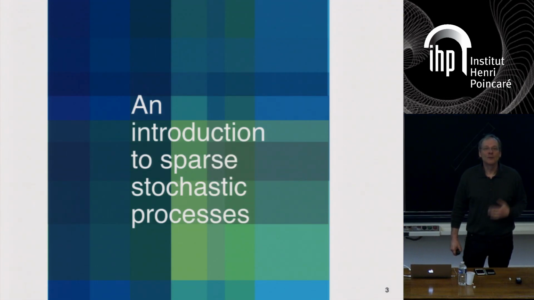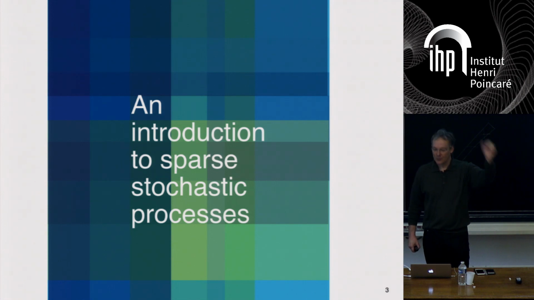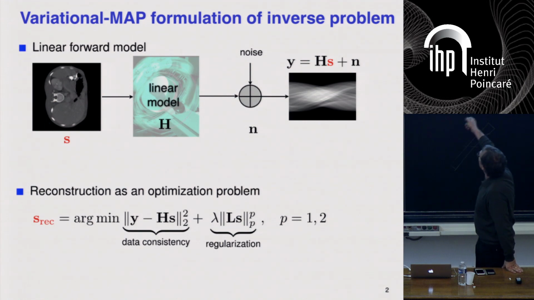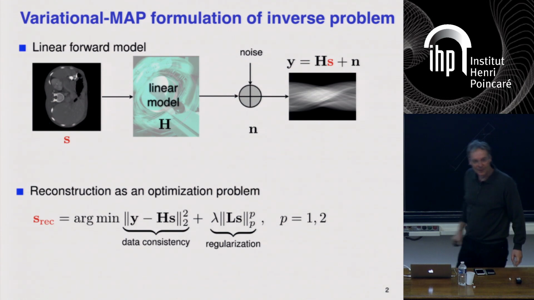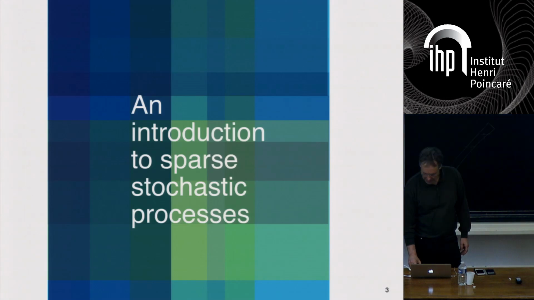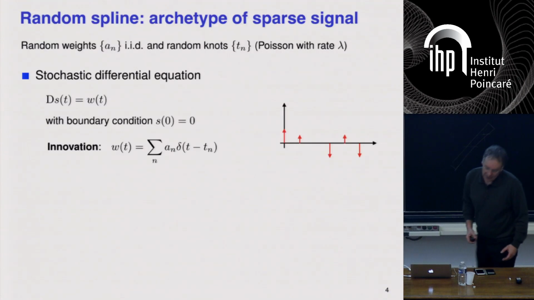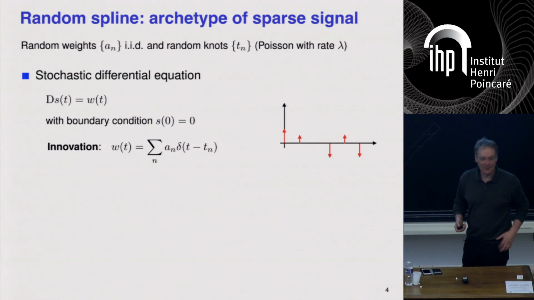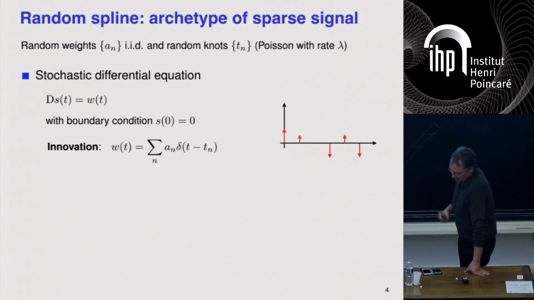Okay, so I want to tell you a little about stochastic processes, and essentially what I want to do is to give you a justification, especially for the one here, that would come from a stochastic point of view. And that goes with the sparse stochastic processes. And I cannot give a talk without talking about splines. So that's my spline slide.